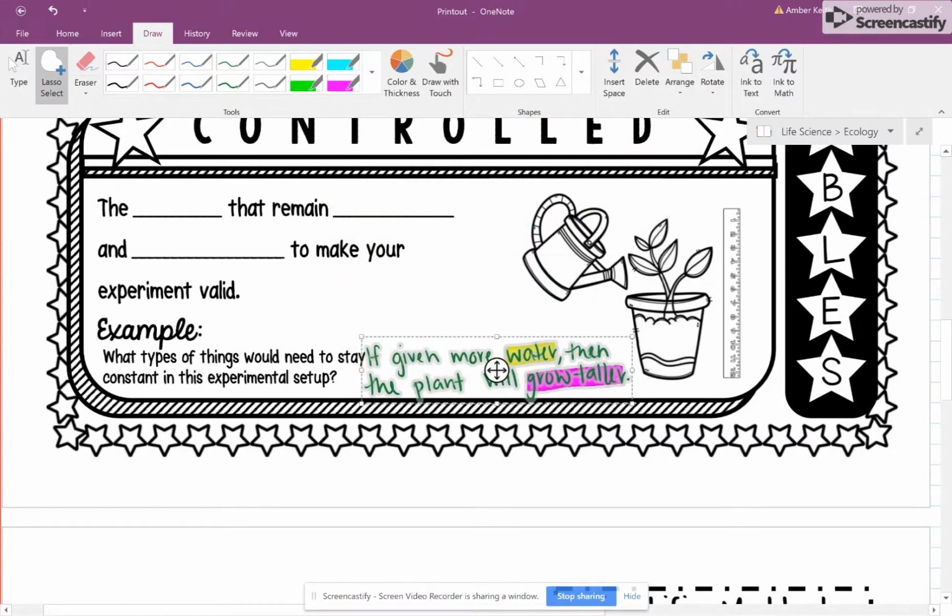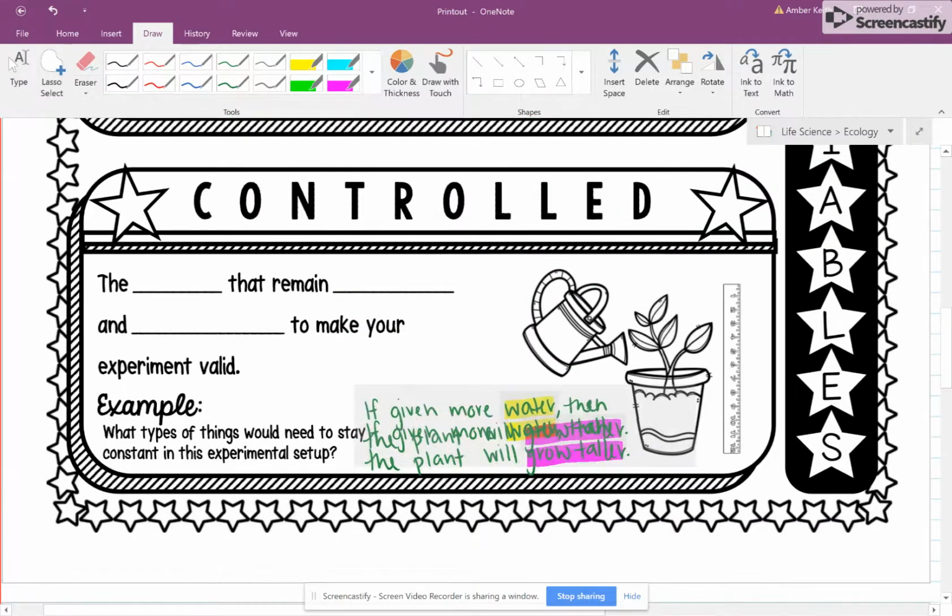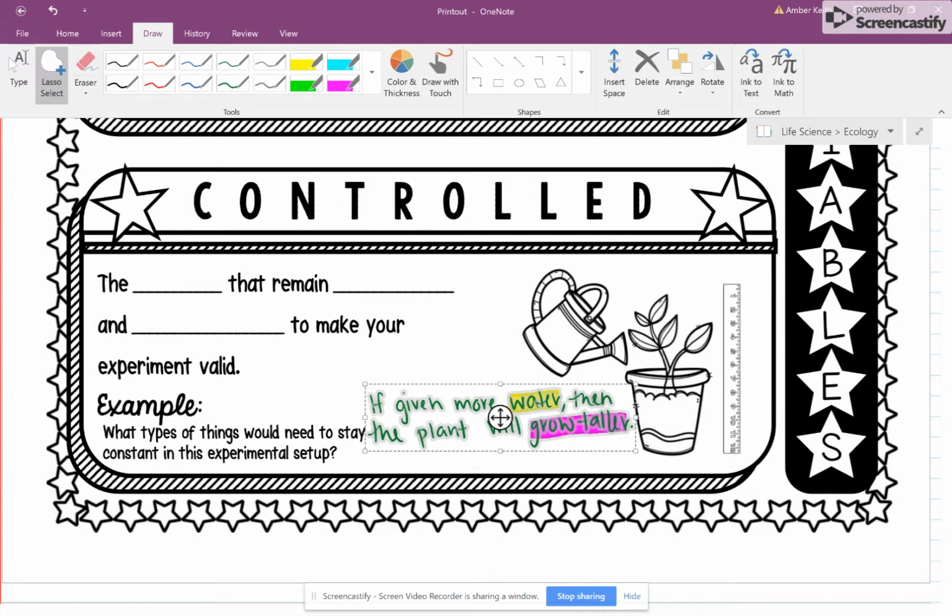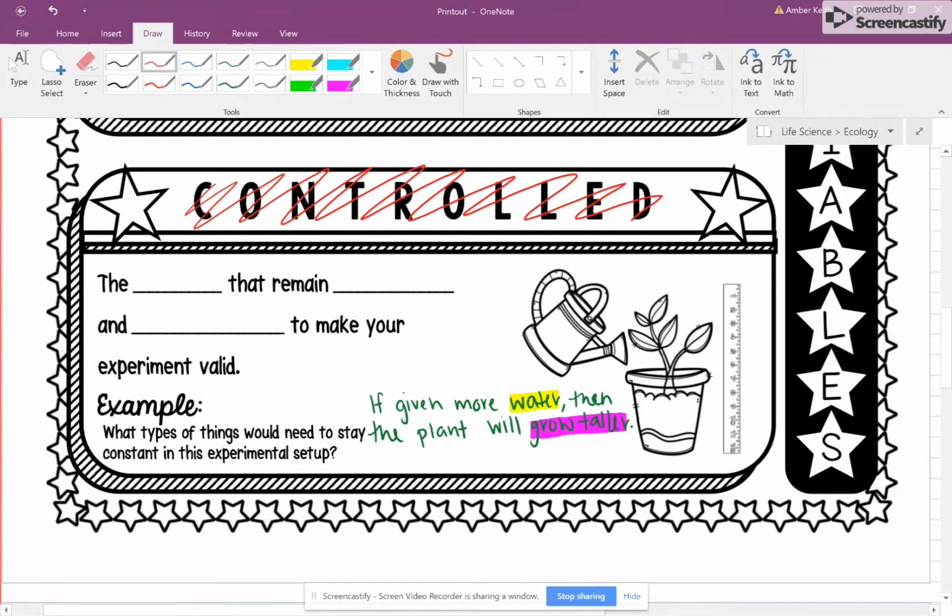Okay, so now we're going to talk about the controlled variable. Well, actually, we're going to call these constant variables, what we need to make sure we keep constant during our experiment. So our constant variables, like I said, are the variables that remain constant and unchanging to make our experiment valid.